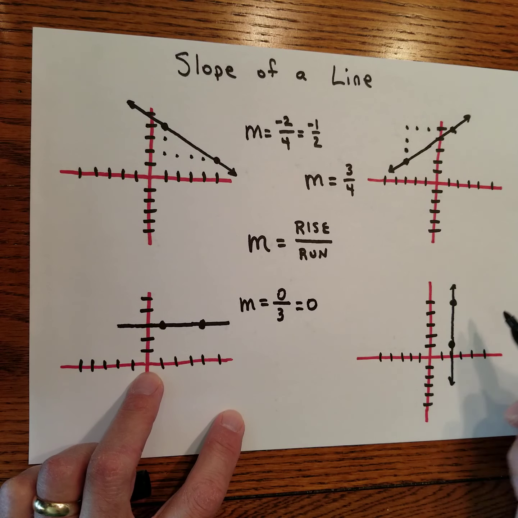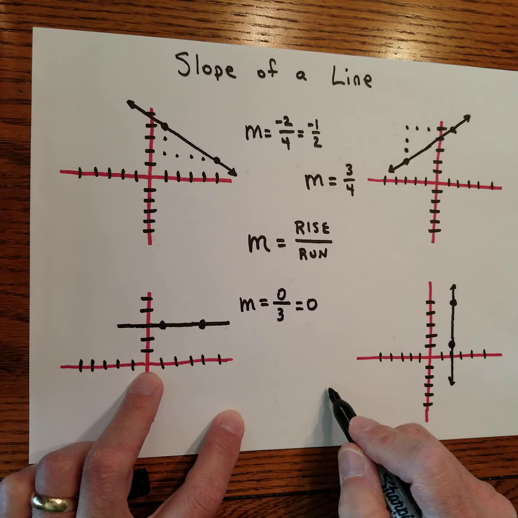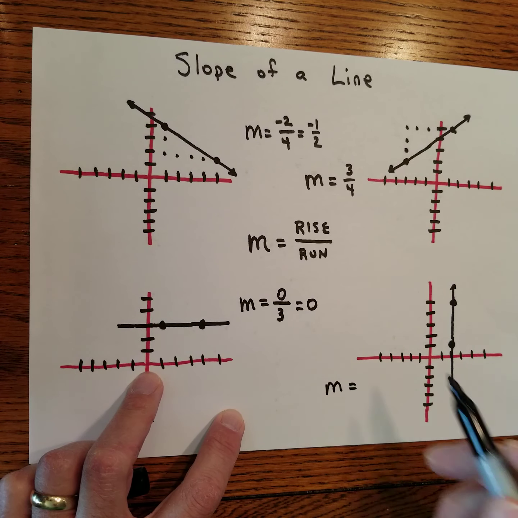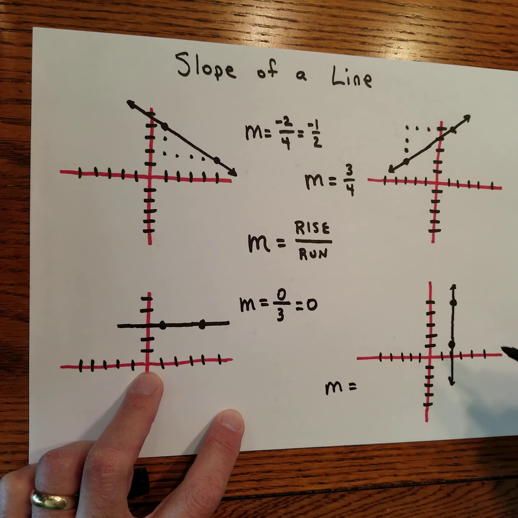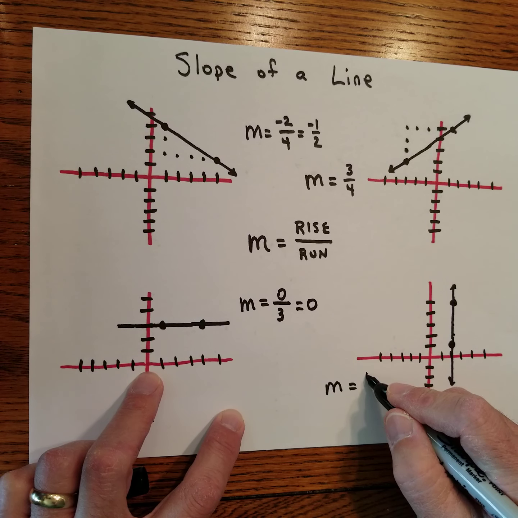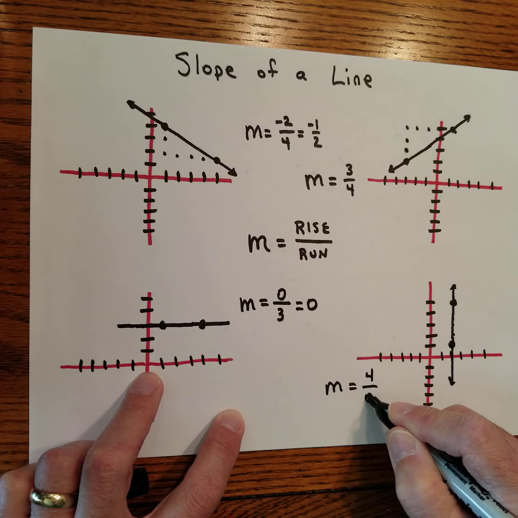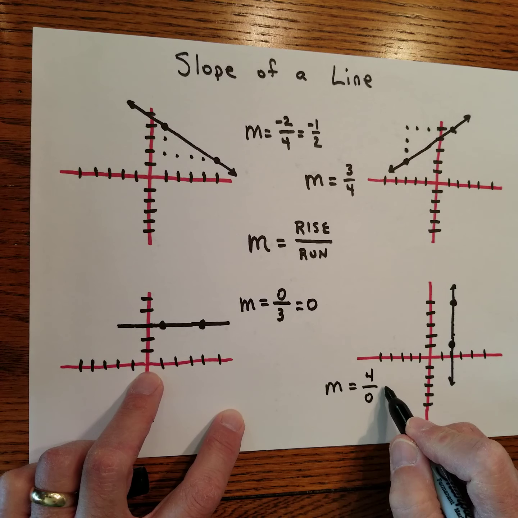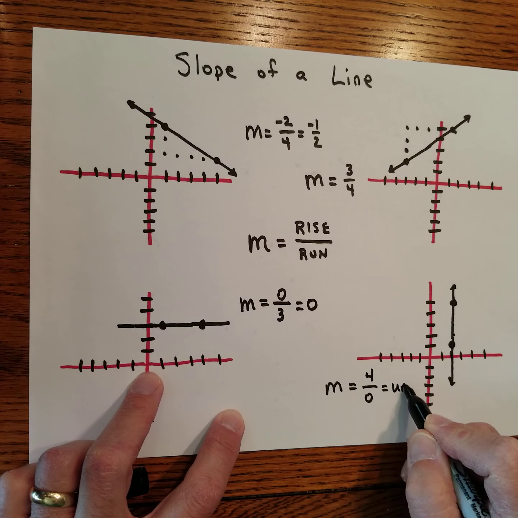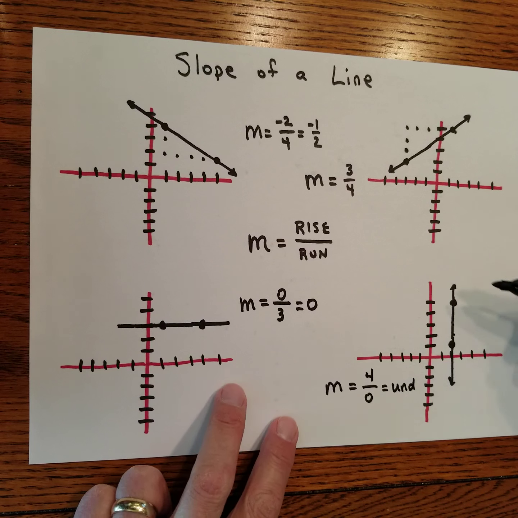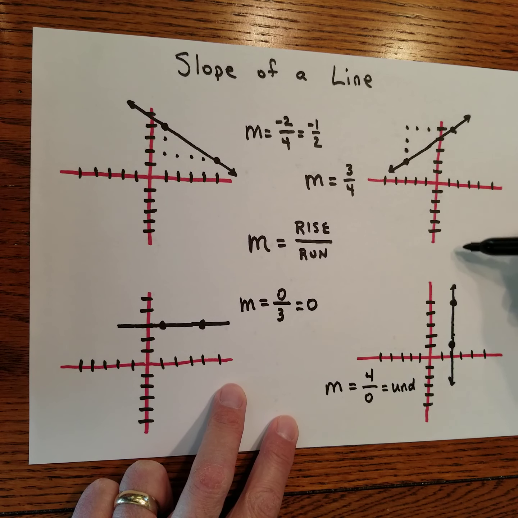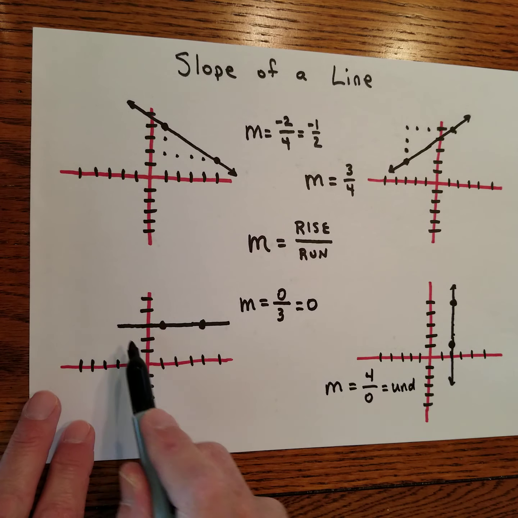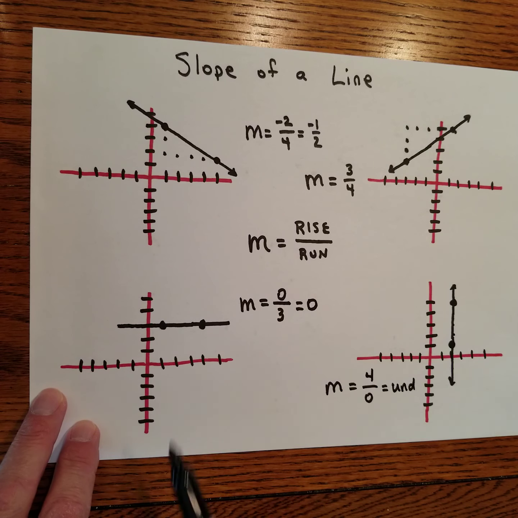A vertical line, this way, think in terms of rise over run. From this point to this point, I rise 1, 2, 3, 4, but I don't run at all. Now, dividing by 0 is undefined. We say that vertical lines have a slope that is undefined, while horizontal lines have a slope of 0.